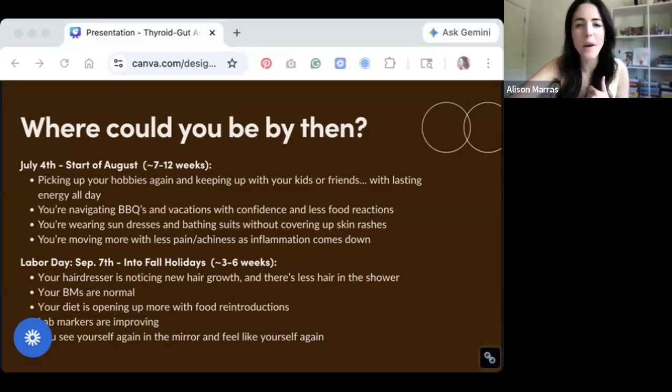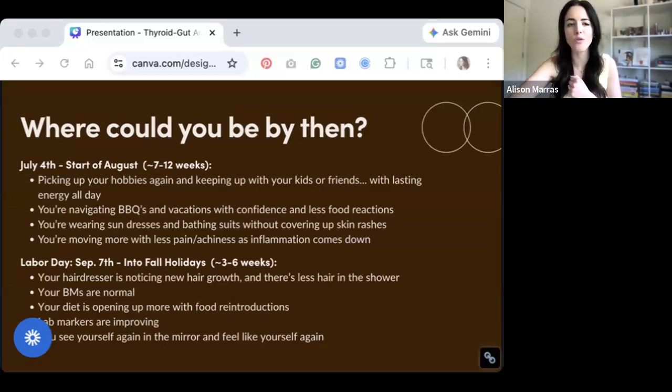July 4th, we're picking up our hobbies again. We're keeping up with our kids and our friends, right? Like we're just having so much more energy. We're navigating barbecues and vacations with ease and confidence. We're wearing what we want to wear without covering up skin rashes. Like this is what I'm talking about. This is where it hits us in the day to day.